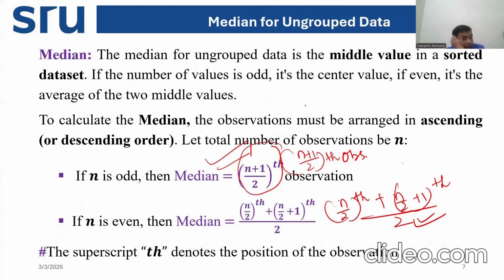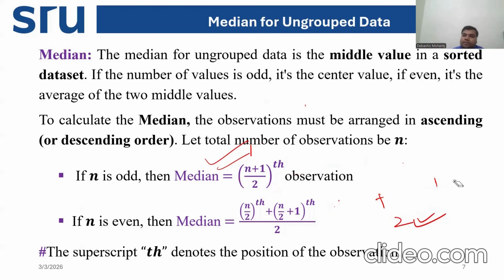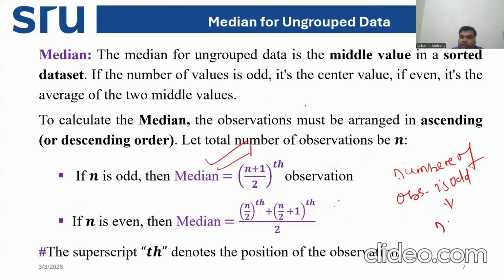This is all about the mean, and the mode we have already discussed. After this, we need to discuss the median, which we have also discussed already. Try to remember two things, which are very important. One is how to calculate the median when the number of observations is odd: it is the (n plus 1) divided by 2th observation.